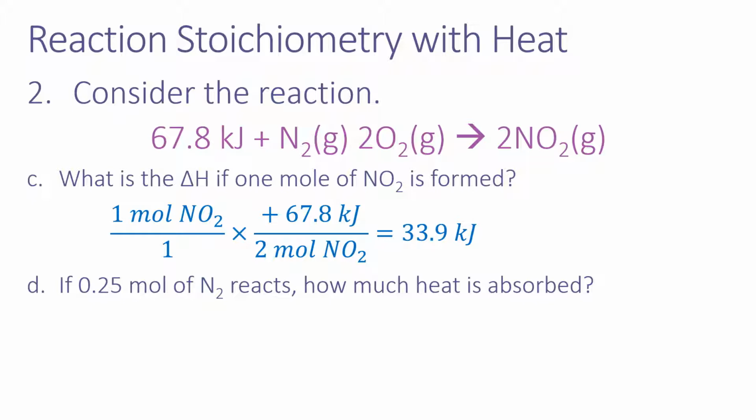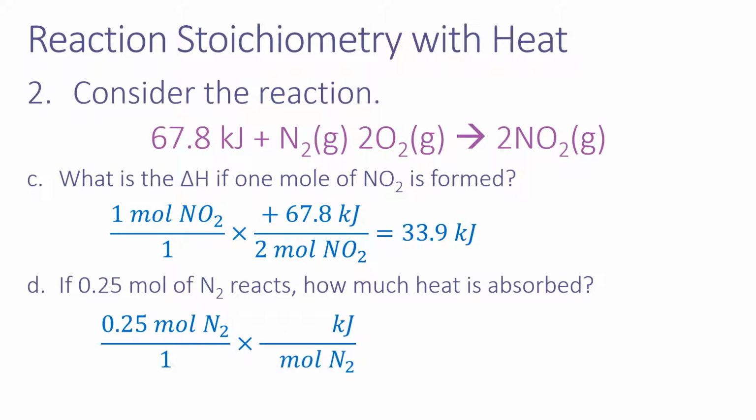If 0.25, a quarter mole of nitrogen reacts, how much heat is absorbed? So again, we can convert between moles and kilojoules just using the reaction stoichiometry. And in my balanced chemical equation, for every 1 mole of nitrogen, I absorb 67.8 kilojoules. So when I solve, I get 16.95 kilojoules.